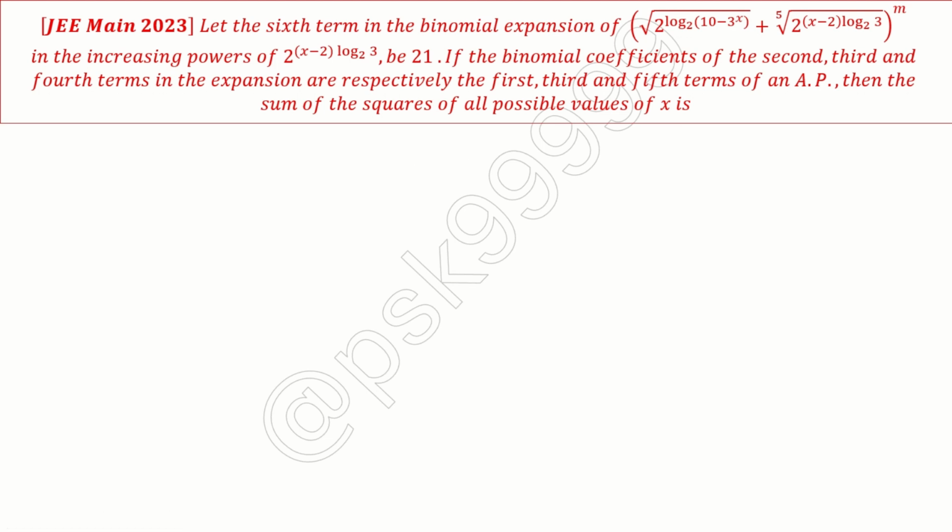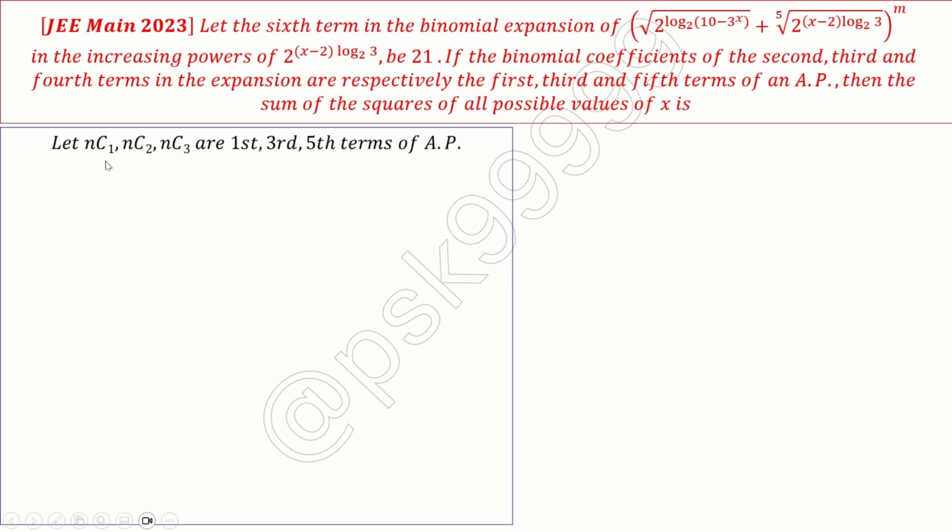Okay, so this looks very complicated, but divide the problem and simplify it first. This is very simple. Binomial quotients of the second, third, and fourth terms in the expansion are the first, third, and fifth terms of an AP. Correct? What are the second, third, and fourth binomial quotients? NC1, NC2, NC3. These are the first, third, and fifth terms of the AP. So let's take the first one as A. NC1 is A, which is nothing but N. A plus 2D is NC2, A plus 4D is NC3.